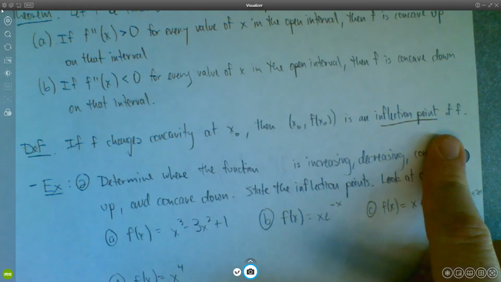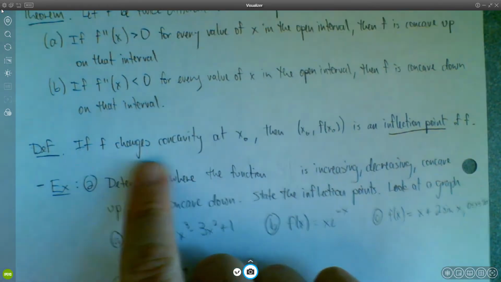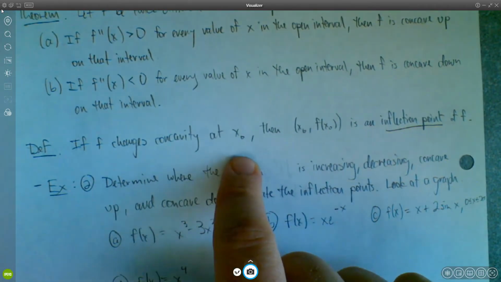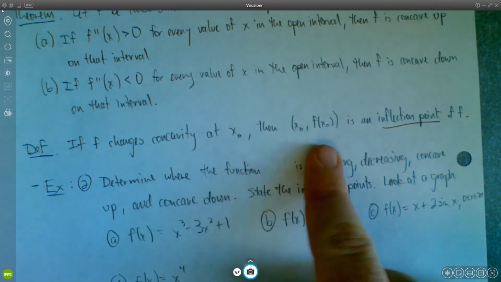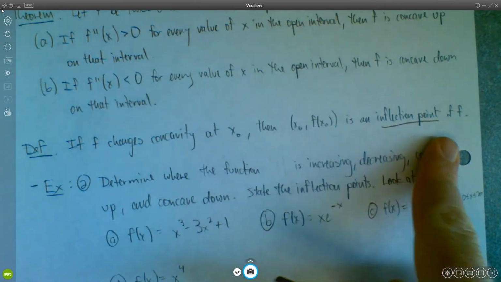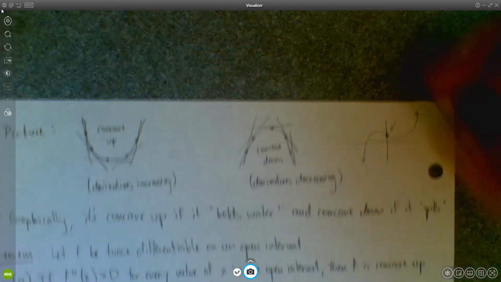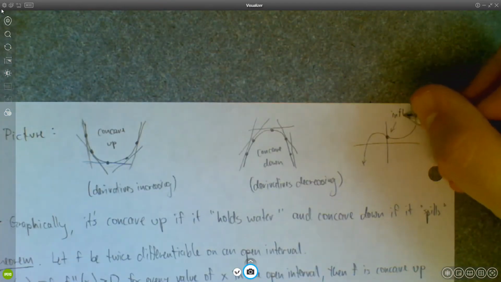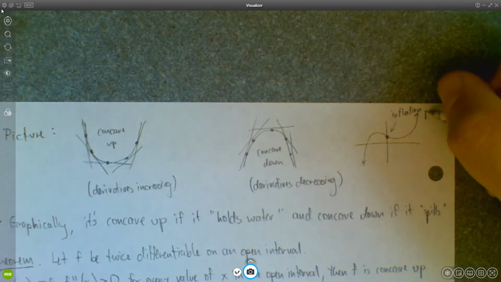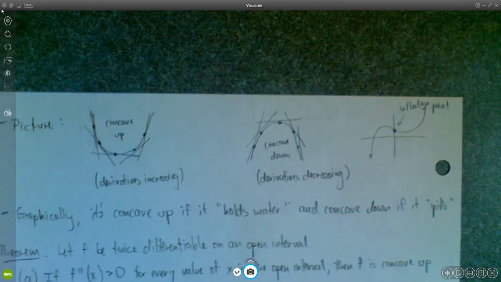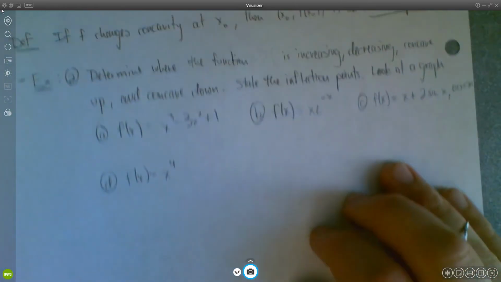And so that's what I'm saying here in this definition, right? So if f changes concavity at some point x naught, then the point x naught, f of x naught, is an inflection point of f. So this would be an inflection point. Okay, it's an inflection point of the original graph.